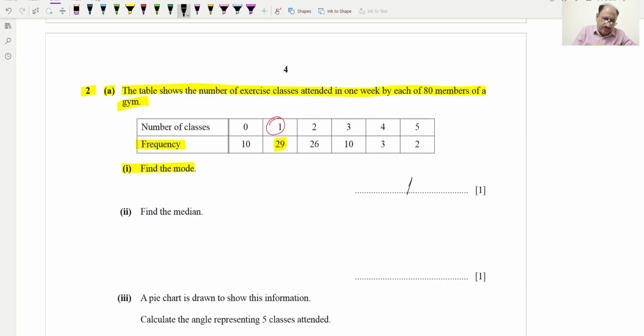Then find the median. Median will be the middle value. So we will be checking for the middle value. Middle of 80 will be 41. We can take basically the, if we add this, there will be 39. So 40, 41, these values will be in this one. So we can write, answer will be 2. So we can provide answer for this one will be 2.